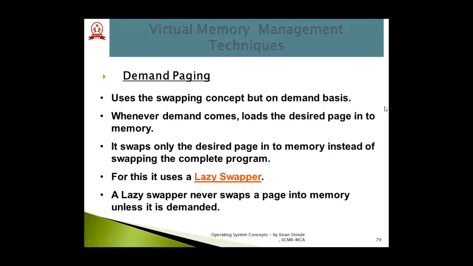So what do you mean by demand paging? Demand paging is the concept which uses swapping but on demand. What do you mean by that? Whenever a demand comes for memory, it loads the desired page into memory. It swaps only the desired page into memory instead of swapping the complete program. Now, if your program is made up of maybe n number of bytes, then at that particular moment of time, only the byte which is required to be loaded into the main memory, that is mapped with the page, will be loaded into the memory.